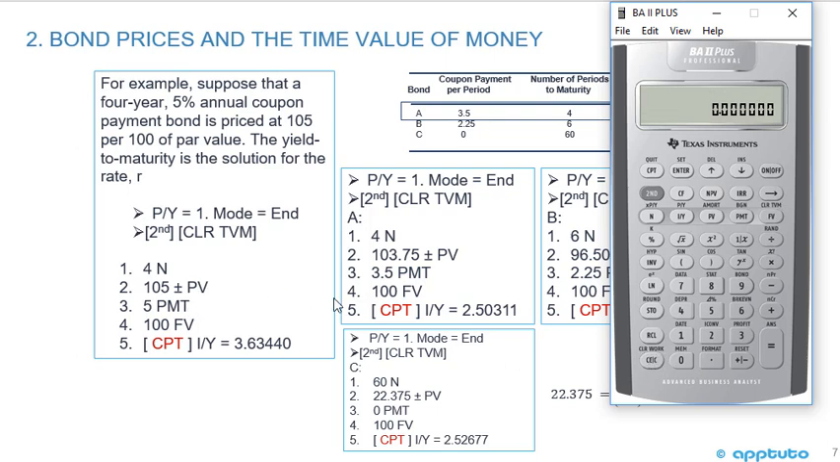So we can see over here, it's 4N, 4-year, and 5% coupon. So we know the payment is 5, 100 is the future value, okay? And the present value, they're giving us the price. So we're going to do 105, hit the plus or minus key, remember, because one of them has to be negative.